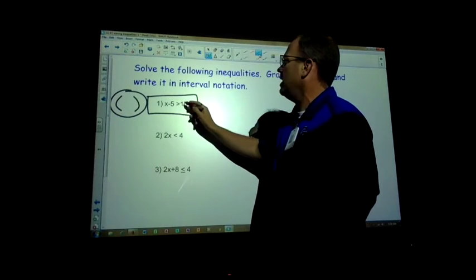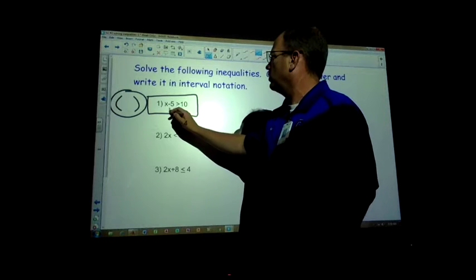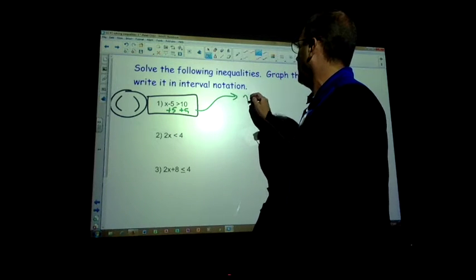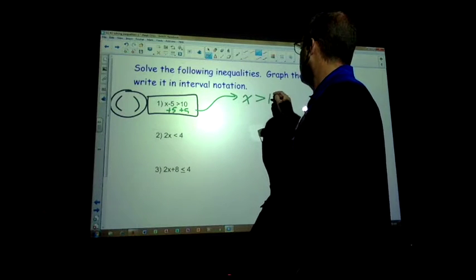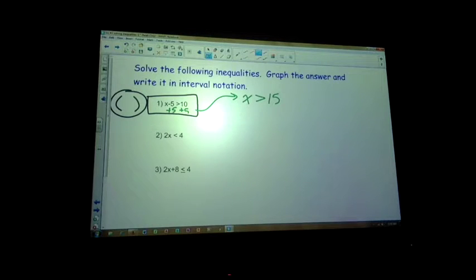If this was equals 10, what would I have to do to get x by itself? Add 5. So I'm going to do the same thing: add 5 to both sides. So let's bring this over here. I get x is greater than 15. So now I want numbers that are larger than 15.